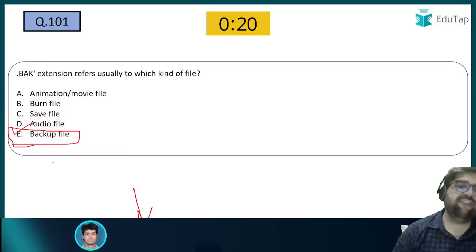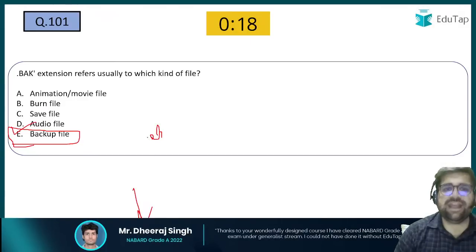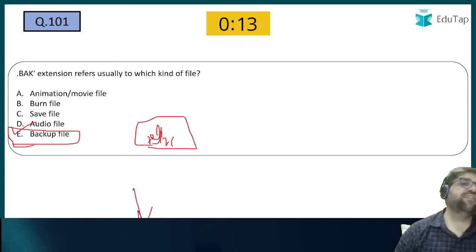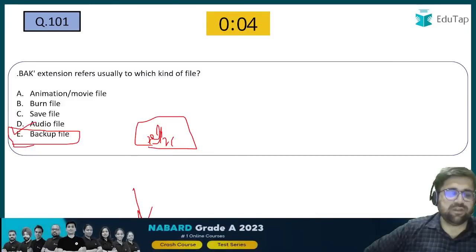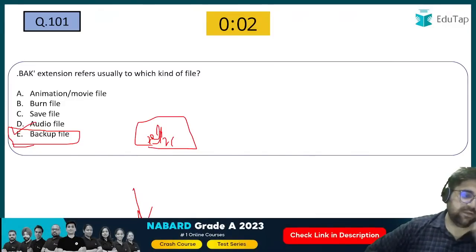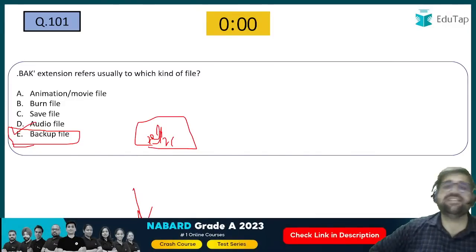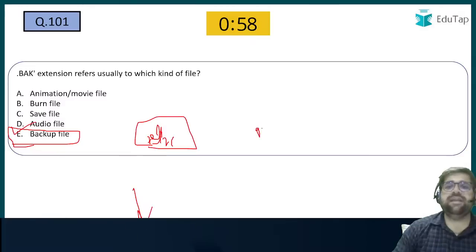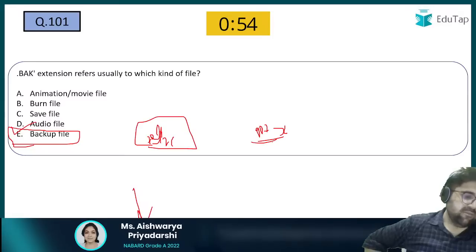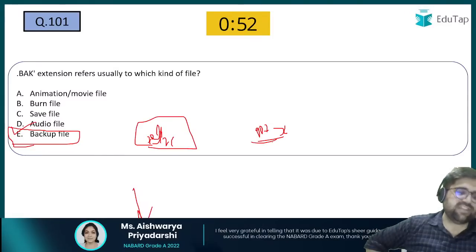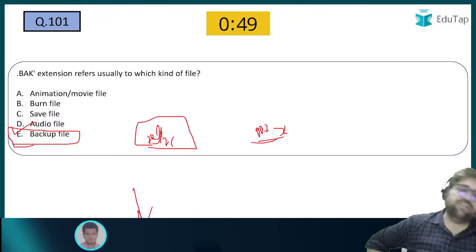Cool. If I write XLSX, then this is the extension of which file? If I write XLSX, then this is the extension of which file? I'm waiting for your answers. Yes, this is an extension of your Excel files. If I write PPTX, then this is the extension of... If I write PPT, then this is the extension of your PowerPoint. Okay? So please remember these basic things.